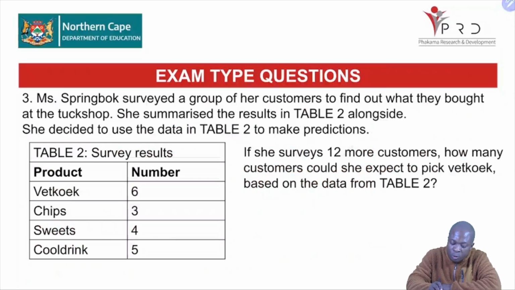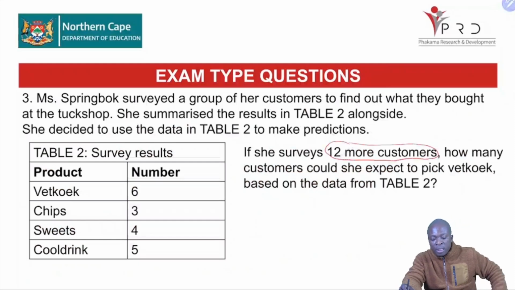Let's go over again. If she surveys 12 more customers, how many customers would she expect to pick fat cook based on the data from table 2? So 2 minutes quickly.